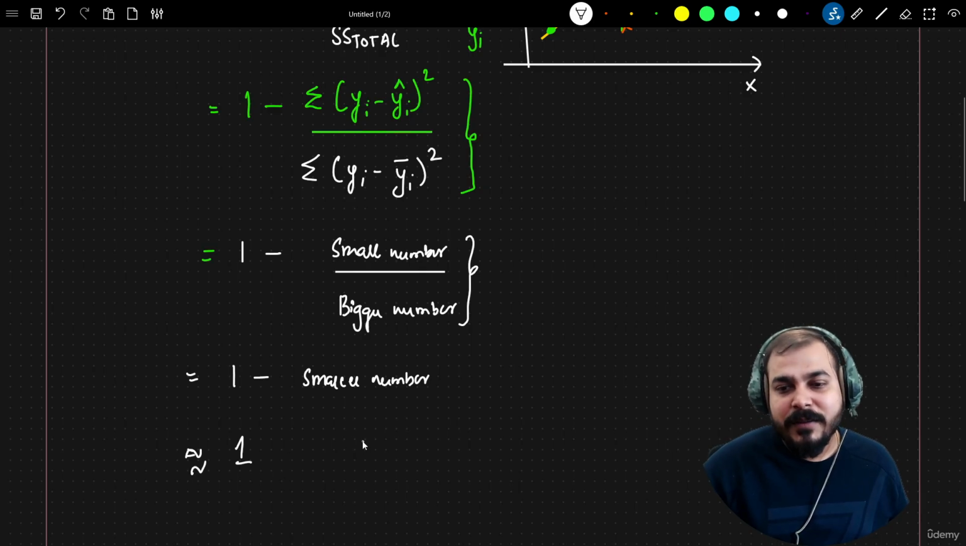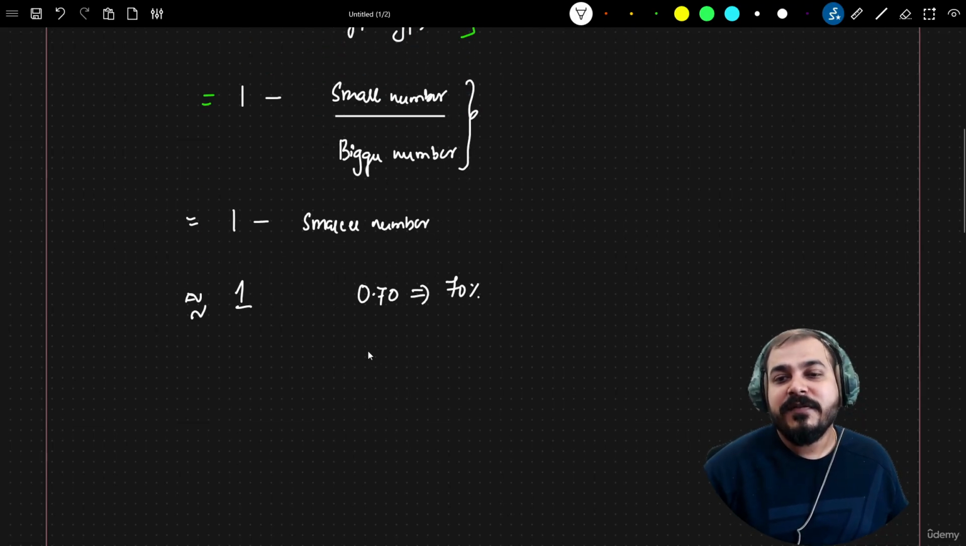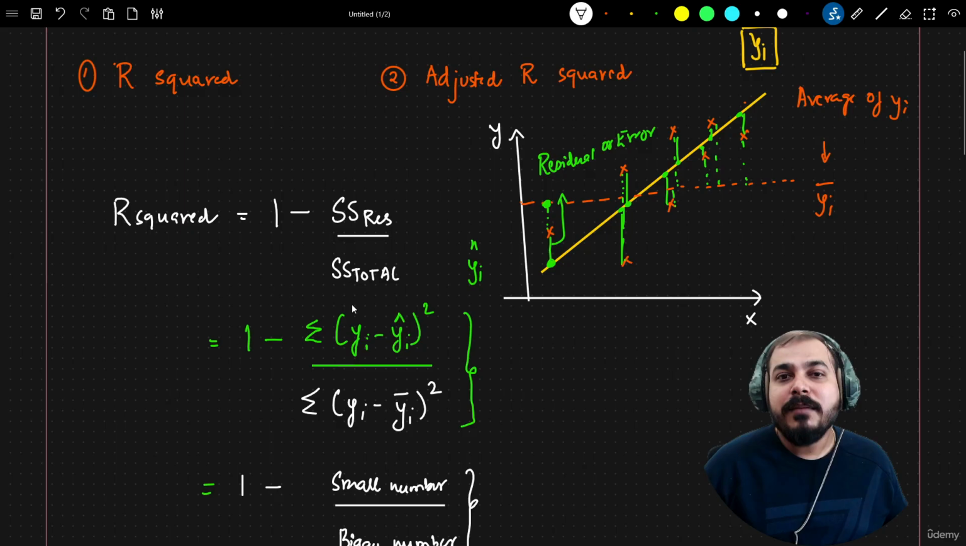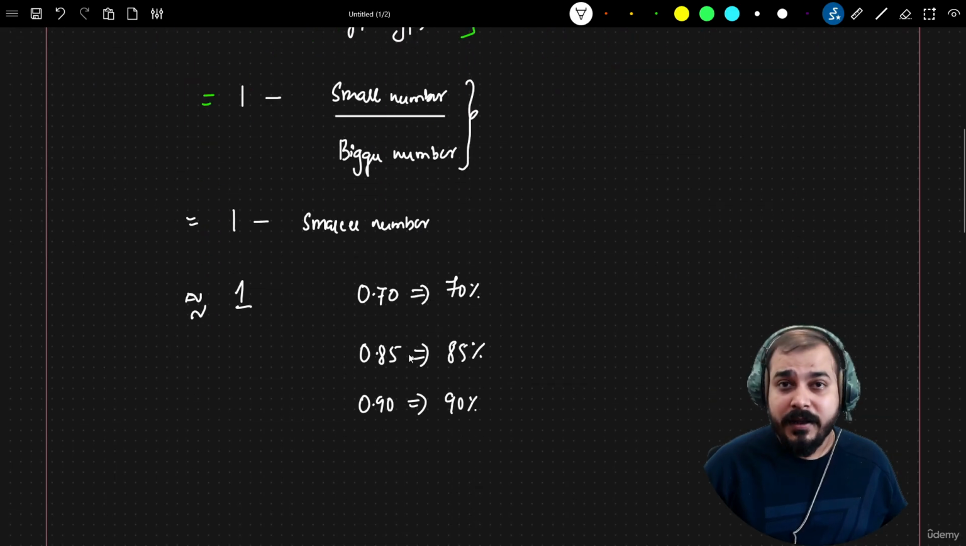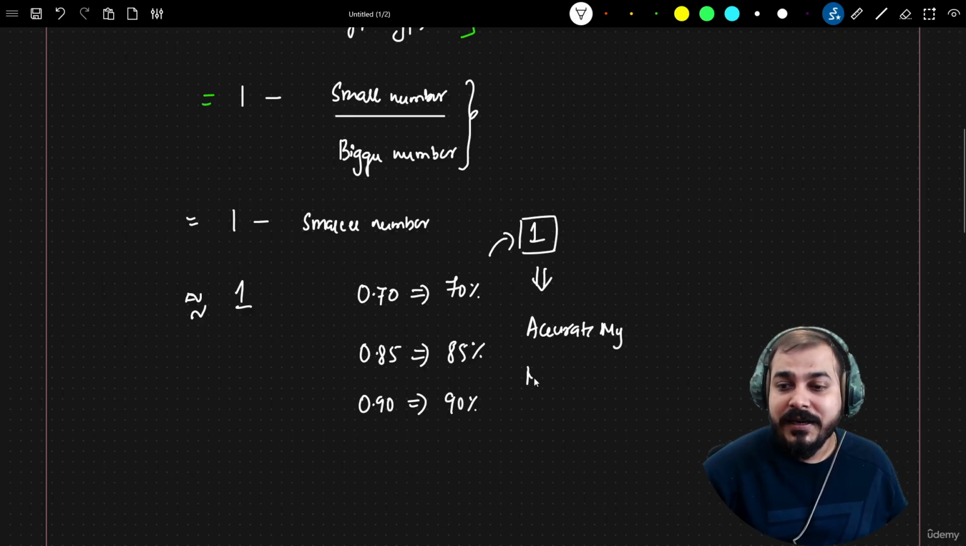Suppose I'm getting 0.70, this basically indicates that I am having 70% accuracy. Suppose I get around 0.85, this indicates that I'm getting 85% accuracy. Suppose it is 0.90, I'm getting 90% accuracy. So with the help of R squared, we are able to find out how our model is performing. And the more this value is towards 1, the more accurate my linear regression model is.